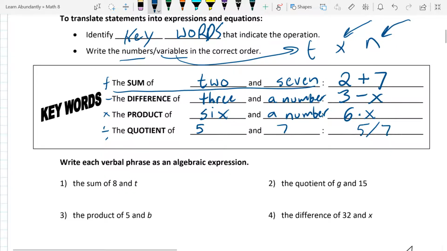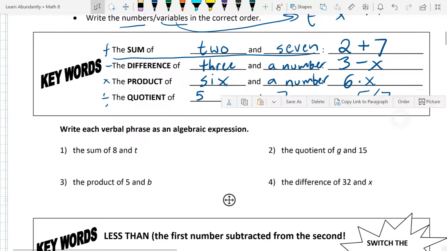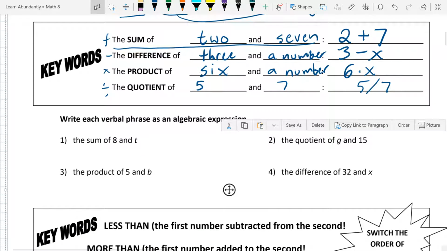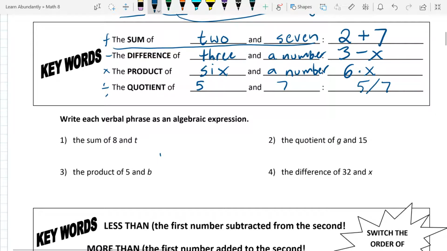Not too bad. Let's see a few verbal phrases here. Our first one, the sum of 8 and t. We're going to say 8 plus t. Go ahead and write down this first example on your notes. So we have sum, difference, product, and quotient. So our first one, sum, is 8 plus t. Try the quotient of g and 15. Go ahead and write it down. I'm going to let you write it, then I'm going to write it in just a second. The quotient of g and 15.